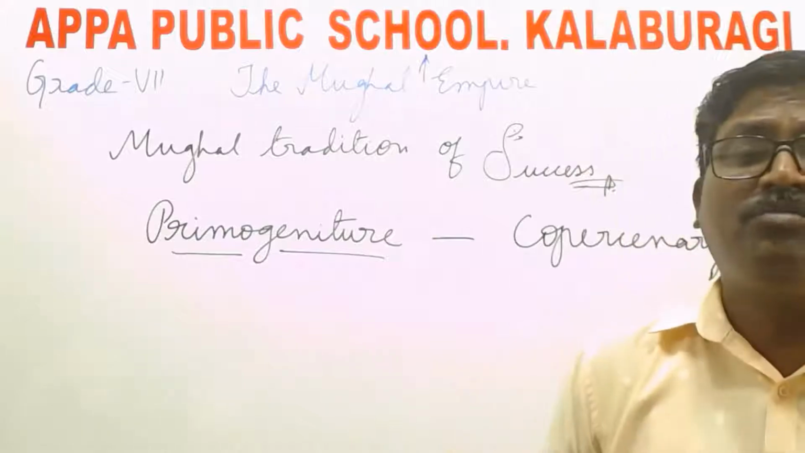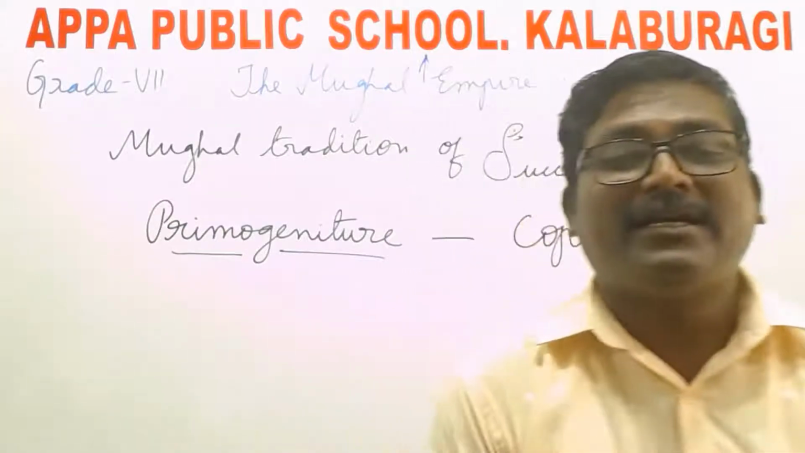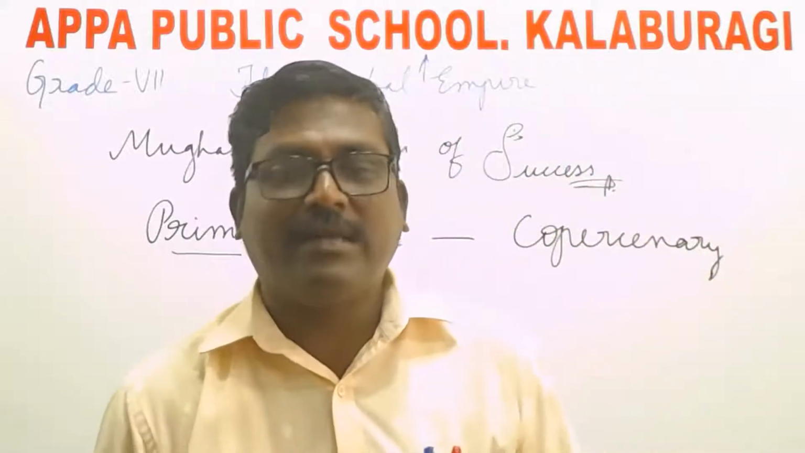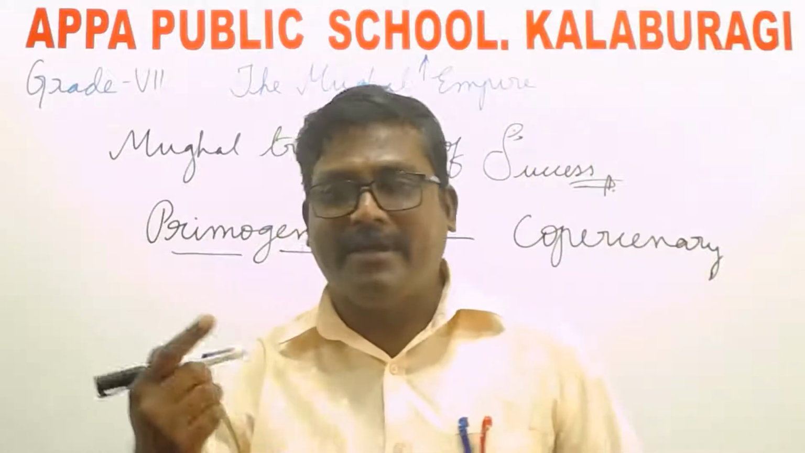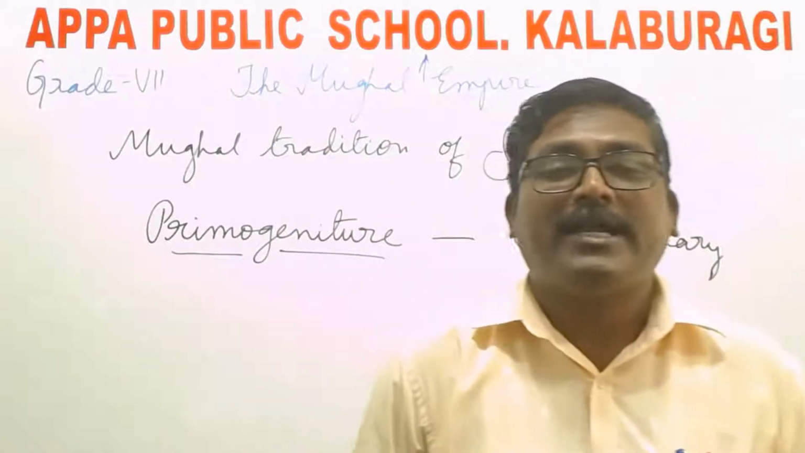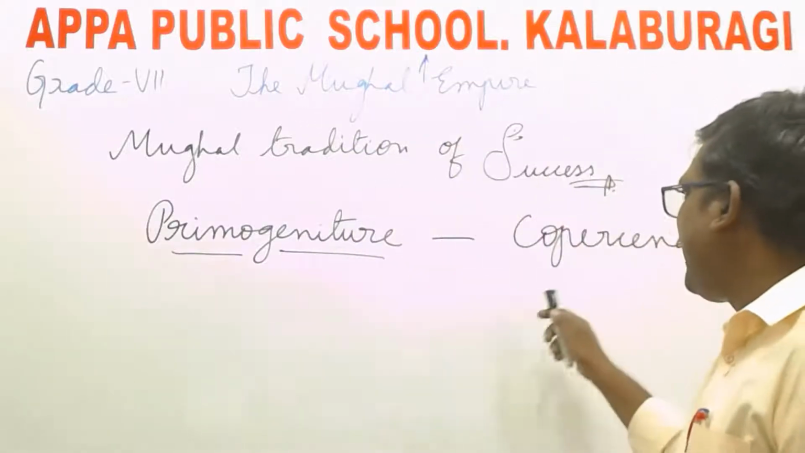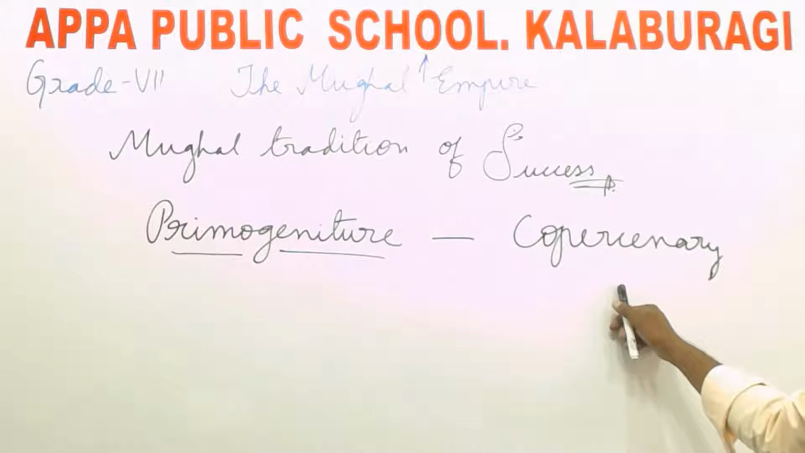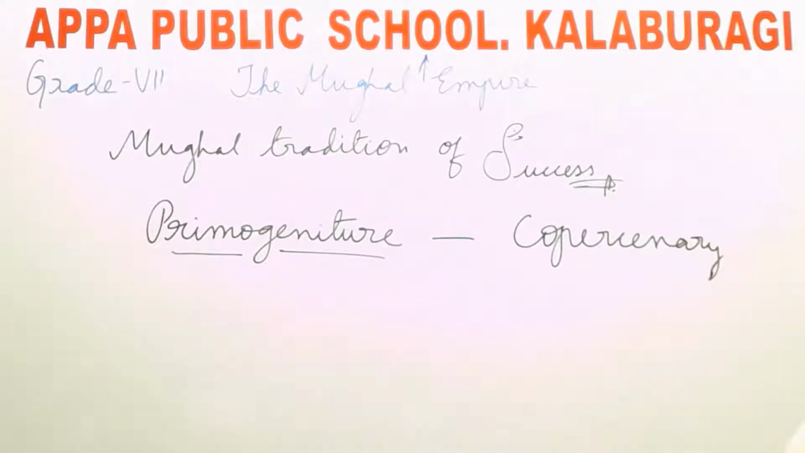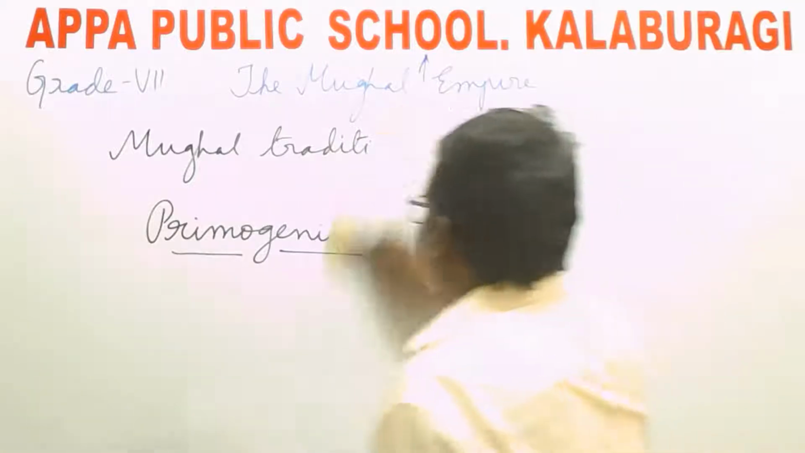So now this was the Mughal tradition of succession. The rule of primogeniture means the eldest son inherits the father's estate. So if the male heir or the firstborn child is the successor of his father, that particular principle we call primogeniture, and then division among all of them in a joint family, that is the coparcenary. Yes, so this is about the Mughal tradition of succession.